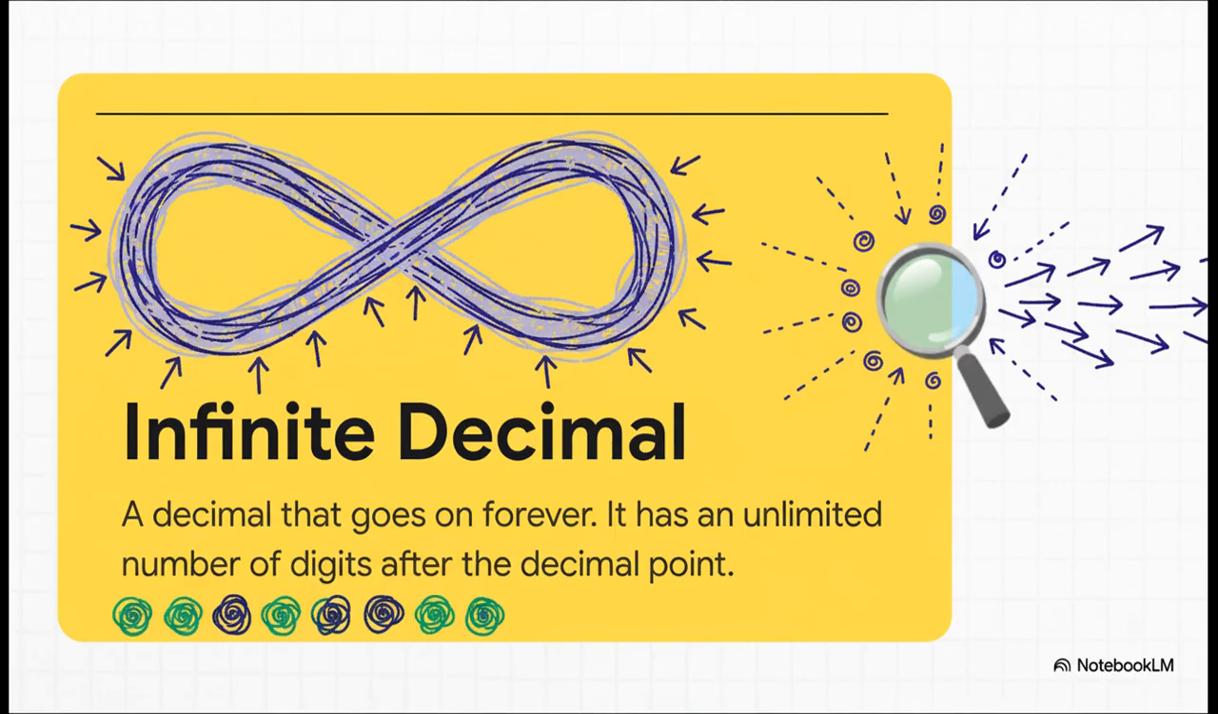And then, of course, we have the other kind, the infinite decimal. Infinite means, well, it goes on forever. It never, ever stops. Like 0.666. Those sixes just keep going and going. These are the ones that feel a little bit more wild, right?